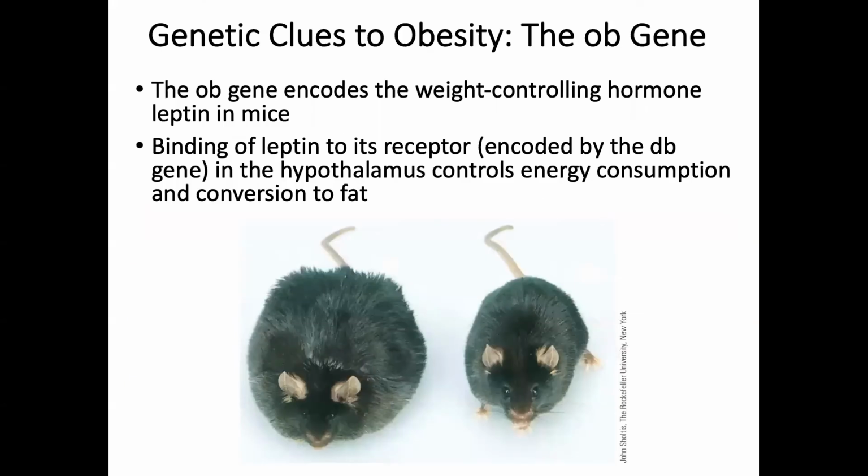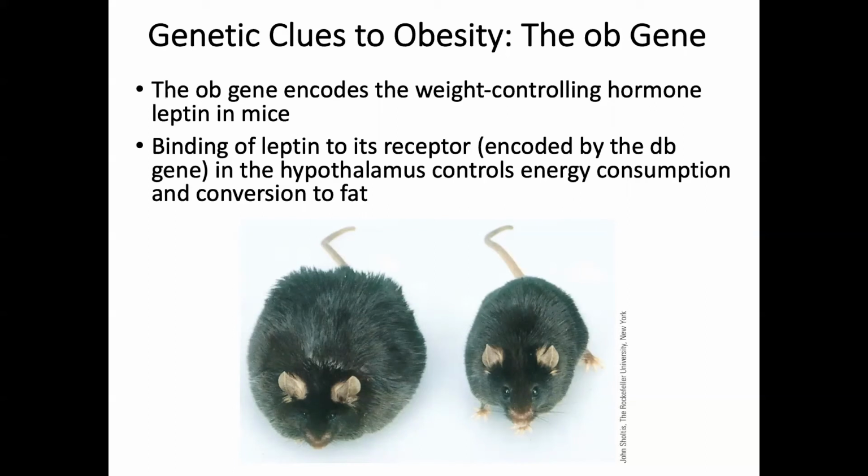One useful tool to study obesity is the mouse model. Scientists found a gene named OB, which encodes a weight control hormone named leptin in mice. Leptin is mainly made by adipocytes, that means fat cells, and enterocytes in the small intestine, and helps to regulate the energy balance by inhibiting hunger.